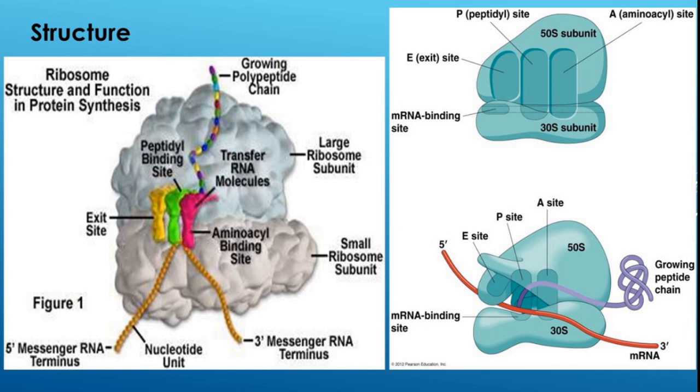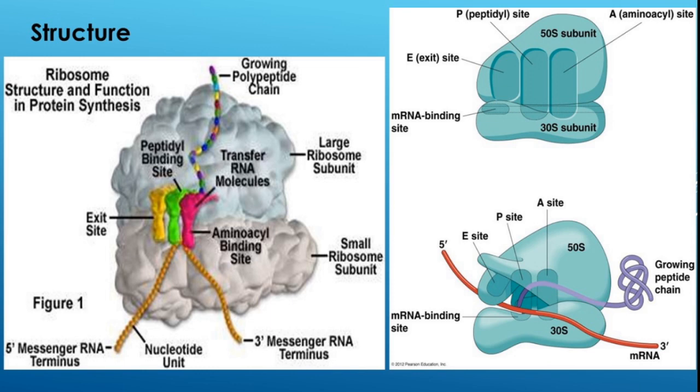A ribosome is mainly engaged in protein synthesis. It has 4 binding sites for the binding of mRNA and tRNA: the M site for the binding of mRNA, and the P site, called the peptidyl site, that binds to the tRNA holding the growing polypeptide chain of amino acids.